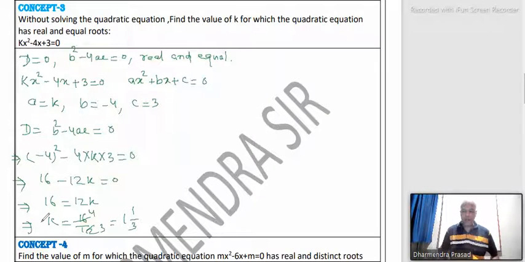Condition is real and equal roots. Condition b square minus 4ac should be 0. Clear? Okay. Next question.